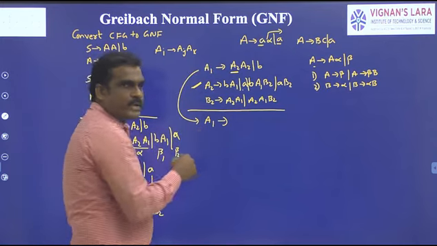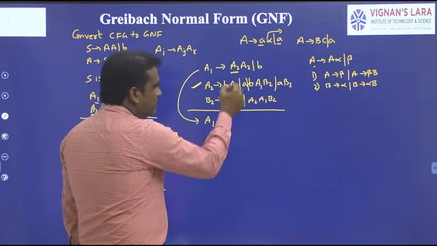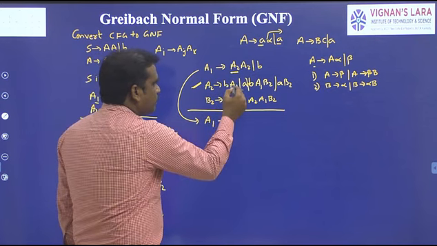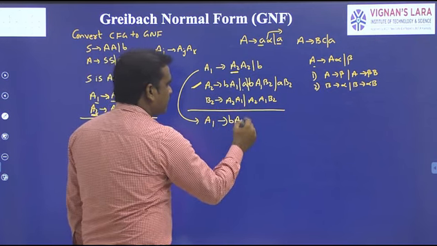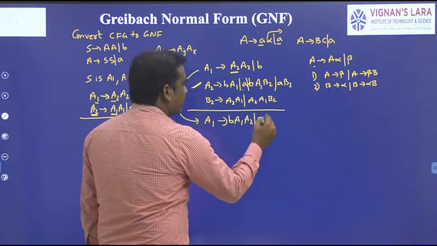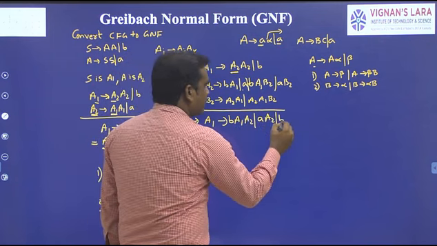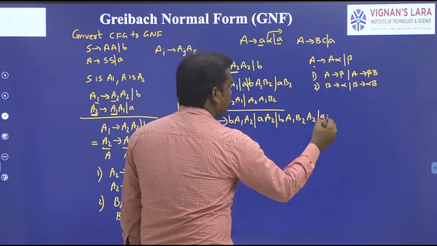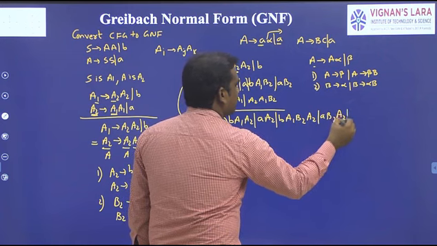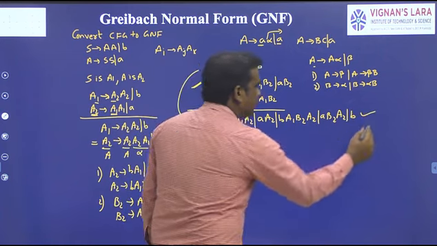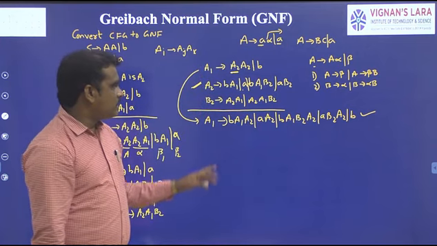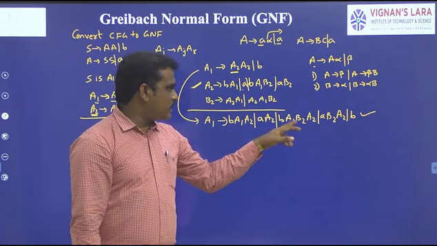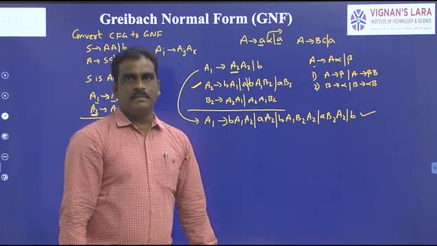Now A1 can be written with A2 replaced by all the A2 productions. So the first one is B A1 followed by A1, next A A1, next B A1 B2 A1, next A B2 A1, and then B. So automatically A1 is also converted into GNF form: terminal followed by non-terminals, or a terminal symbol.